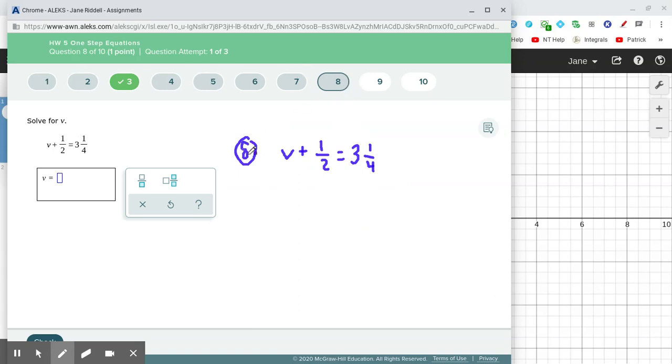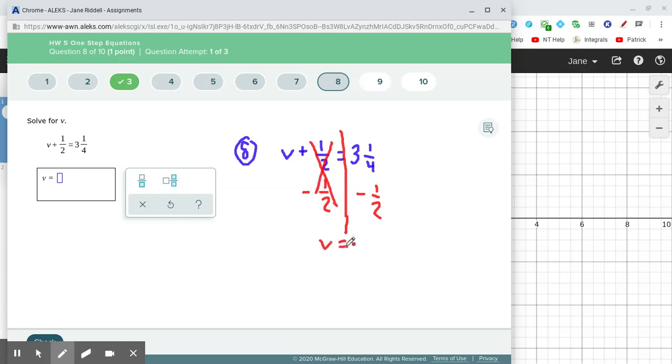Question number 8, so here's number 8. I write down the equation, and then I find the equal sign. I split the left side from the right-hand side. Here's my variable. What am I doing to it? I am adding 1/2. So what is the opposite of add? It is subtract. And what am I adding? 1/2. So what do I need to subtract? 1/2. So if I subtract 1/2 over here, I need to subtract 1/2 over here. Now 1/2 minus 1/2 cancels. That's going to leave me with v equals.